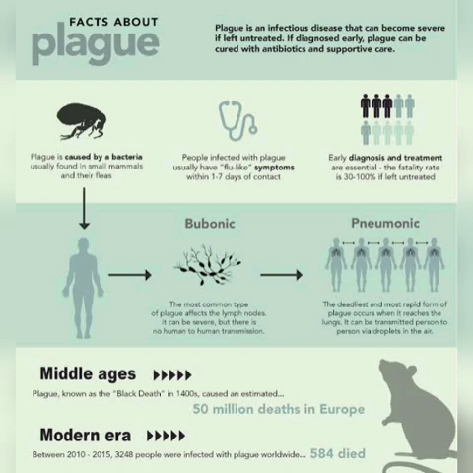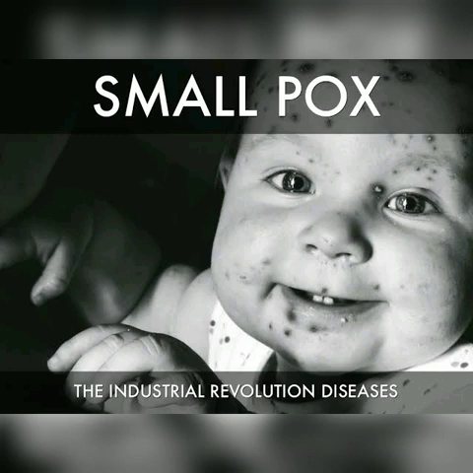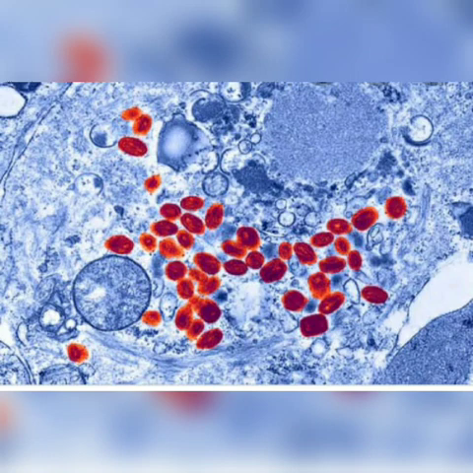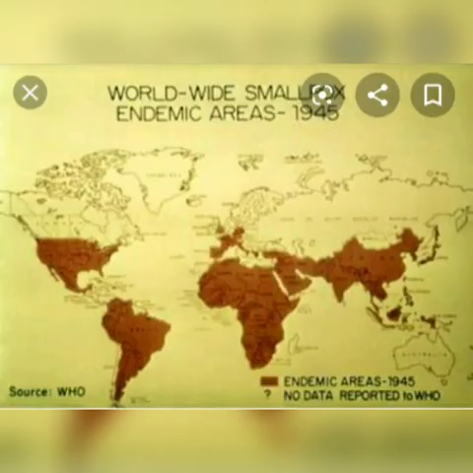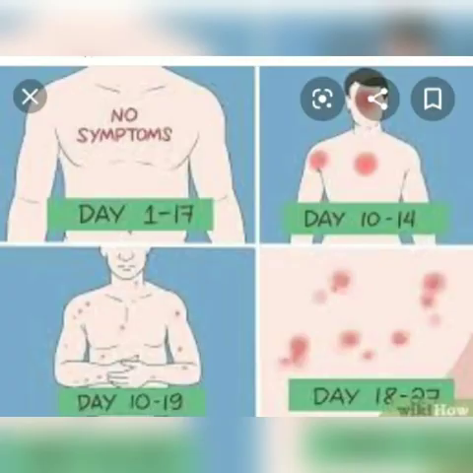Next one is smallpox. Smallpox was an infectious disease caused by one of two virus variants, variola major and variola minor. Smallpox started as an epidemic in the year 1538. The risk of death following infection was about 30%, with higher rates among babies. The first symptoms usually appeared 10 to 14 days after infection, and these included fever, headache, severe fatigue, back pain, and vomiting.